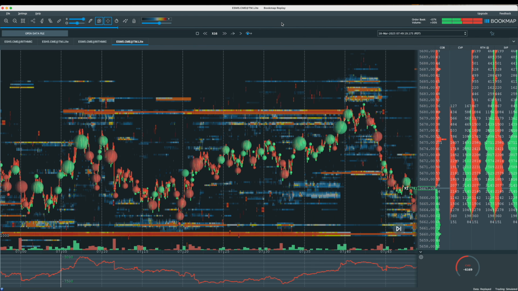So Bookmap is a great way to level up your trading and just confirm your setups so you can actually see what is going on. I mean, this is the market. The green bubbles and the red bubbles are the market.